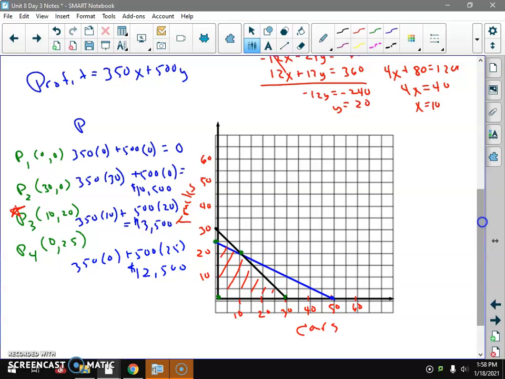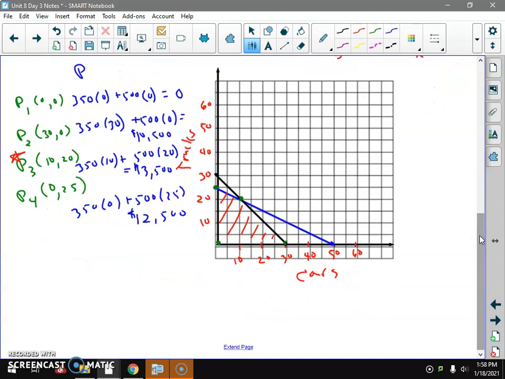And let's answer our question. Maximum profit of $13,500 by making 10 cars and 20 trucks.